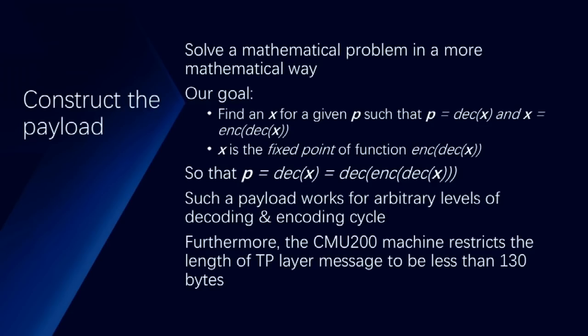And what's more, the CMU200 machine actually restricts the length of the TP layer message to be less than 130 bytes, and we don't know how to bypass that restriction. And the buffer you want to overflow is 256 bytes long. So you have to make a 130 byte payload to overflow a 256 byte buffer. This is not a very trivial task, but it indeed is possible. And yes, we successfully made it.